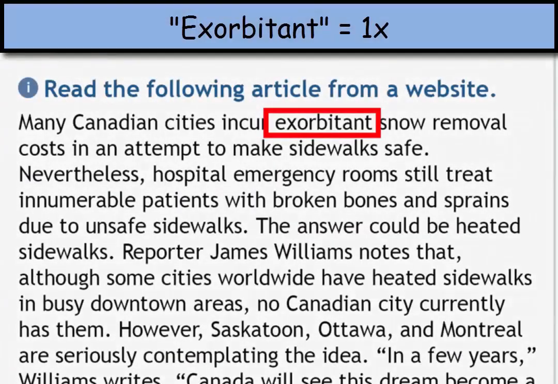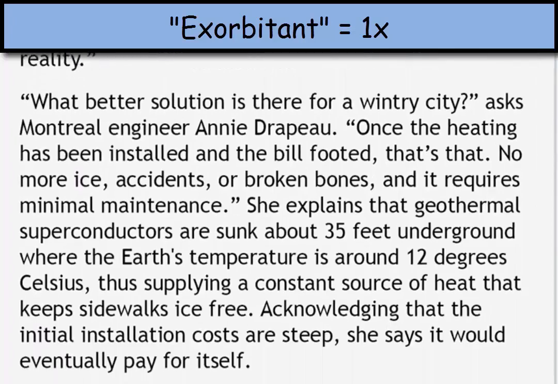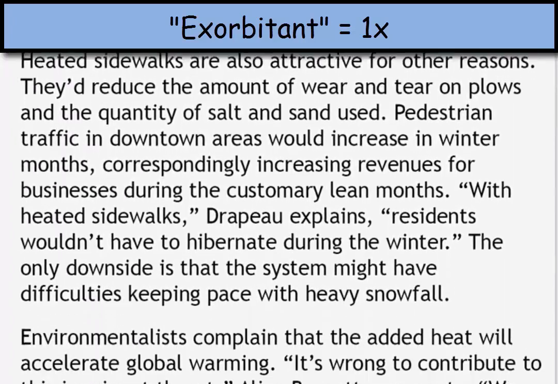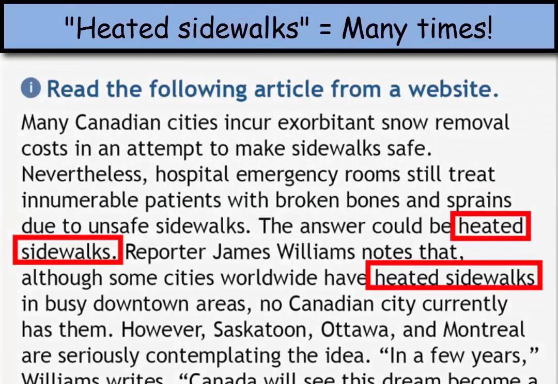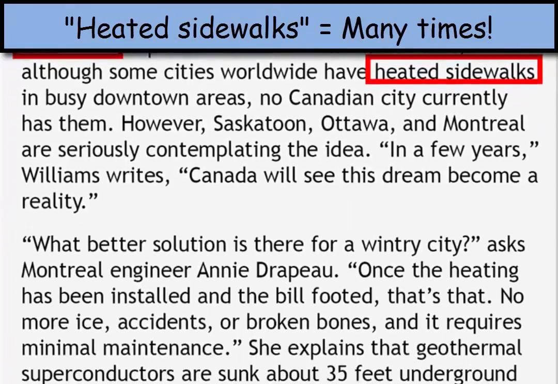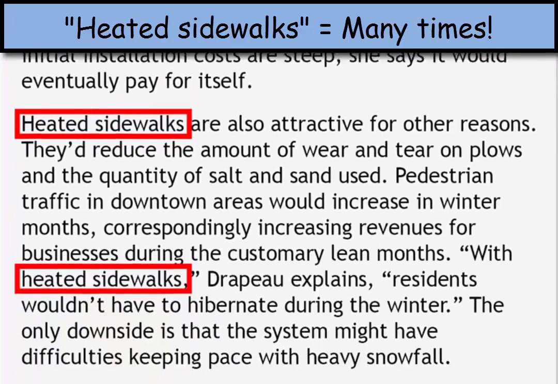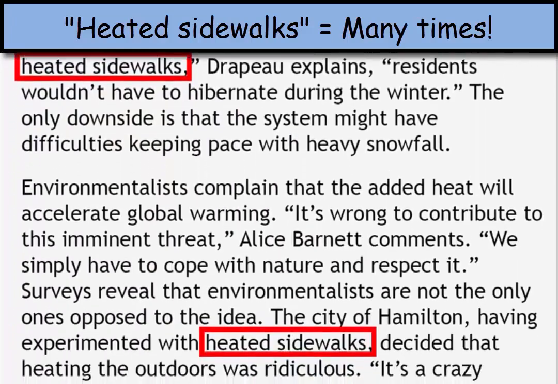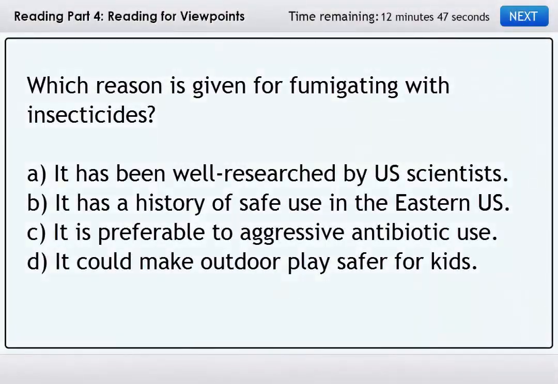For example, if you come across a word you don't understand, but it only appears once in a passage, then perhaps it's not worth focusing on. But if a word recurs again and again, then chances are it's important. Even better, the more often a word appears, the more chances you'll have at figuring out what it means. Let's look at a question now. Which reason is given for fumigating with insecticides?